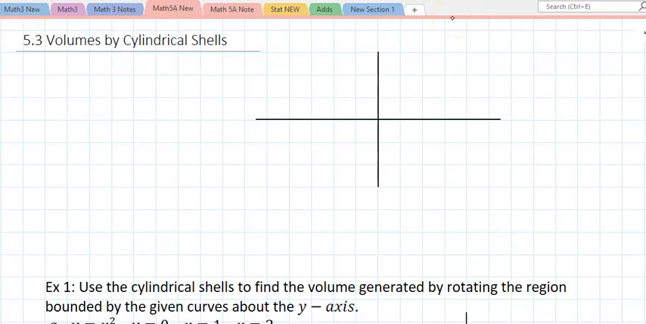Volumes with a cylindrical shell. Suppose I have a function y equal f of x. And I'm going to take it from a to b, and I'm going to rotate that about the y-axis. As it rotates, it's going to create an identical shell. So something like this.